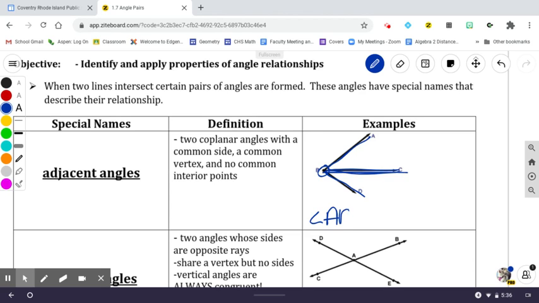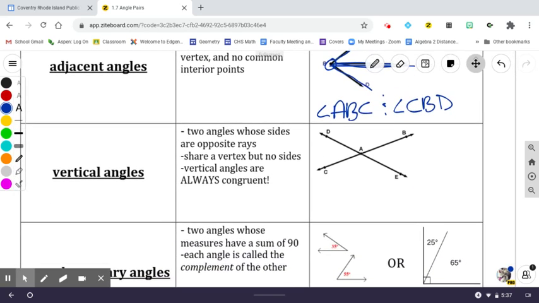So angle ABC and angle CBD, those would be adjacent. Their measures don't have any sort of relationship, just that the two small ones add together to equal the big one. So that's it for adjacent.